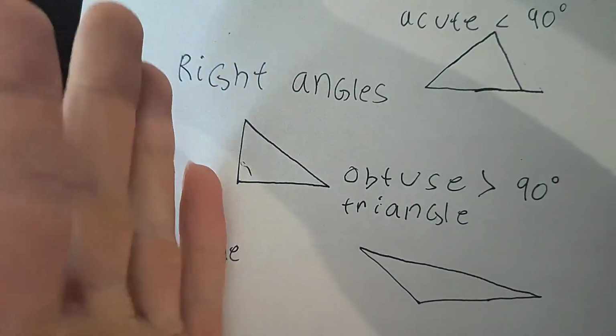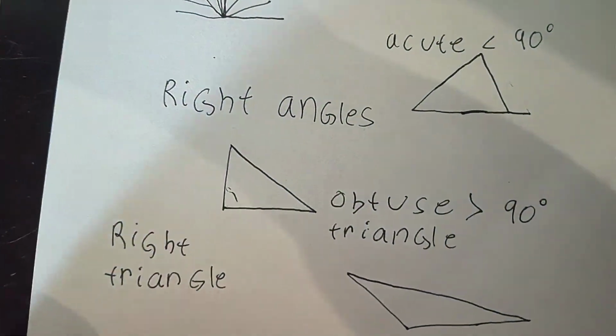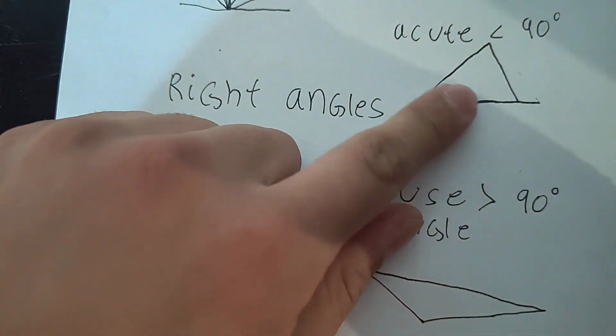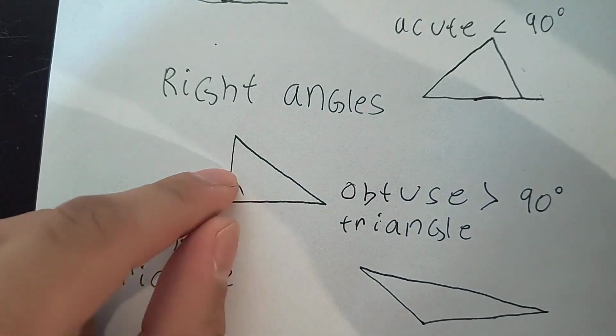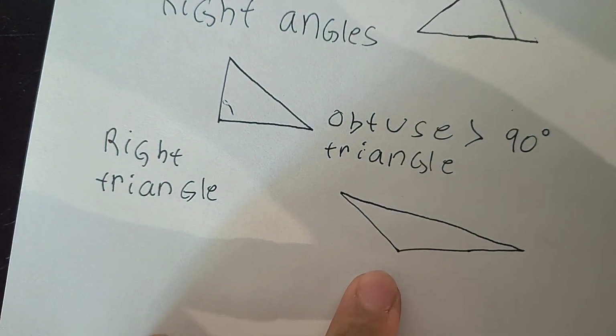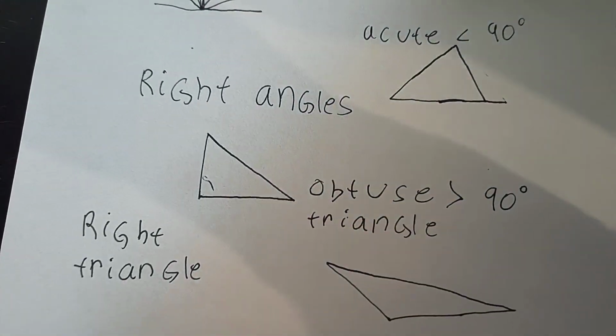But yes, this is how we classify triangles by their angles. An acute triangle is one where all of the angles are less than 90 degrees. A right triangle has one 90 degree angle, and an obtuse triangle has one angle that is greater than 90 degrees.